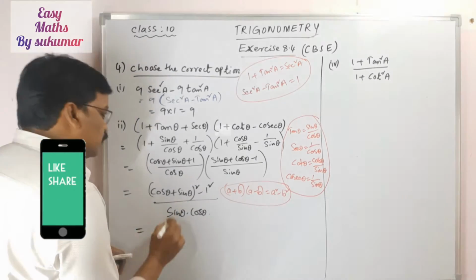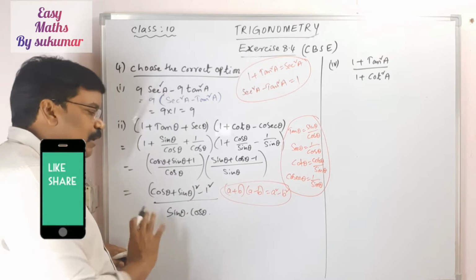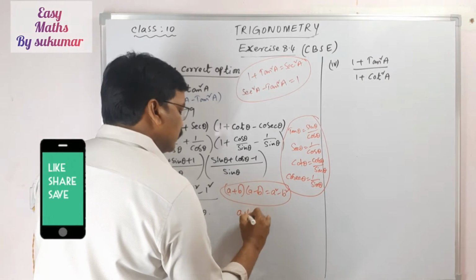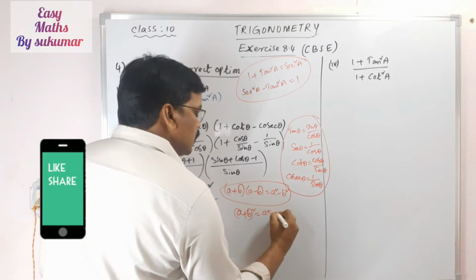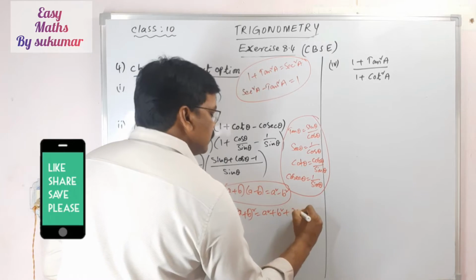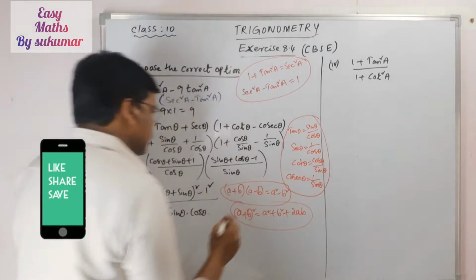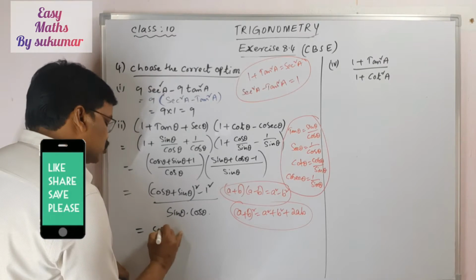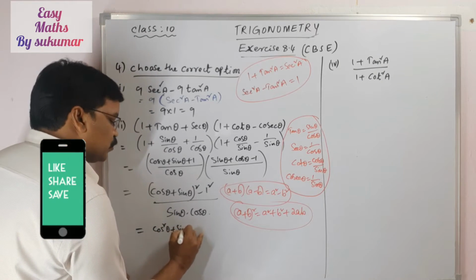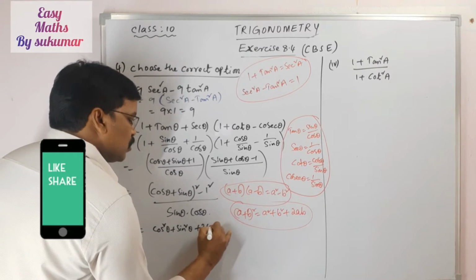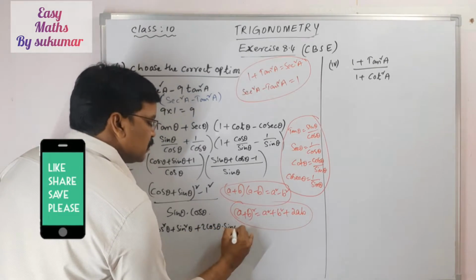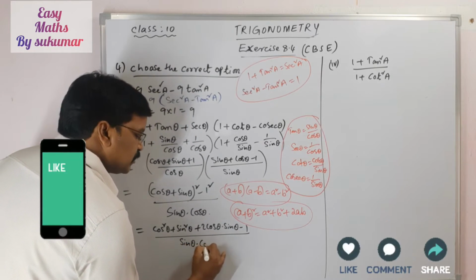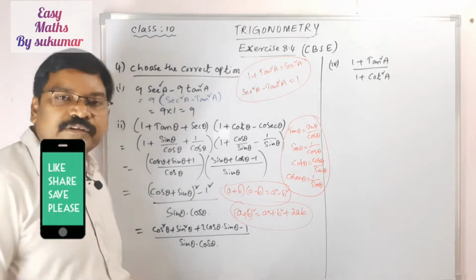This is equal to, just expand this. Expand (a plus b) whole square. What is (a plus b) whole square? It is equal to a square plus b square plus 2ab. So if you expand here, cos square theta plus sin square theta plus 2 cos theta sin theta minus 1, by sin theta into cos theta.